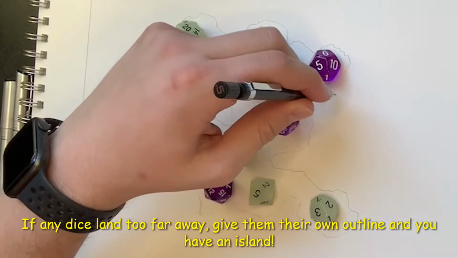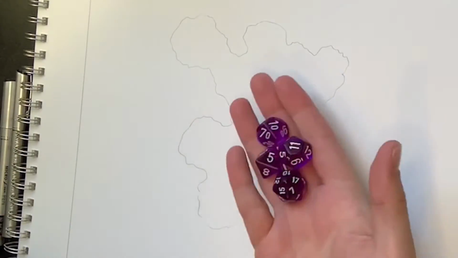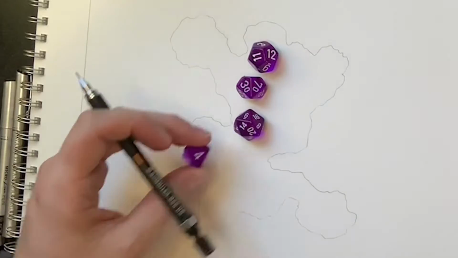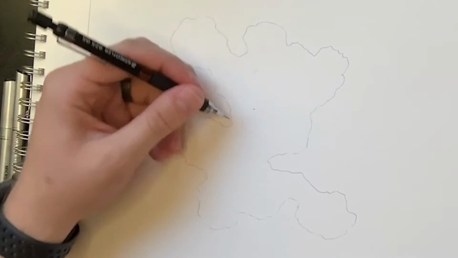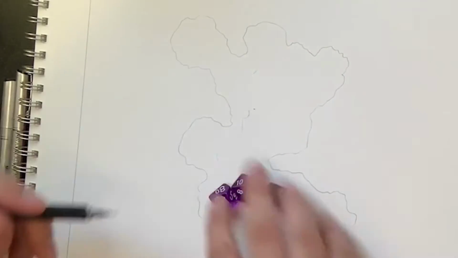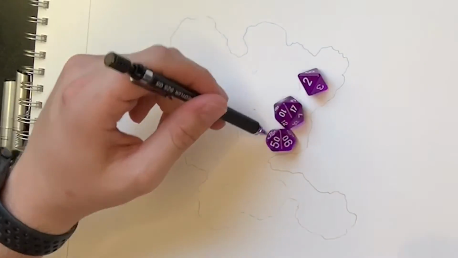Here we have our continent. Take some more dice and set them up in a line. Draw a rough line along the dice, and this will form a mountain range. Do this several times until you're happy.